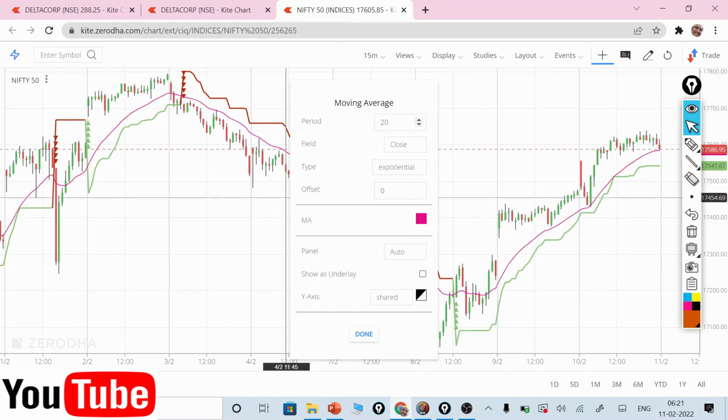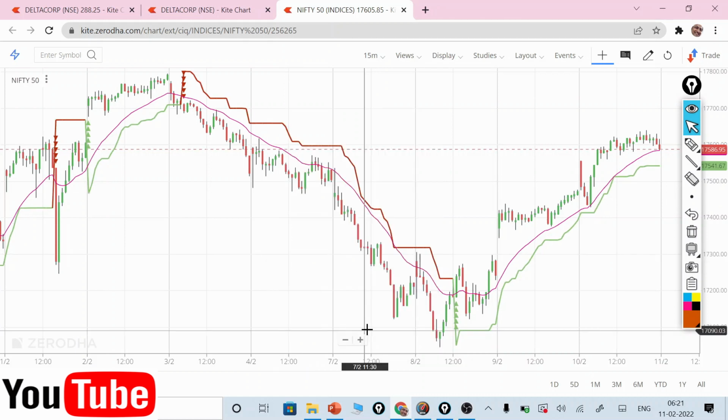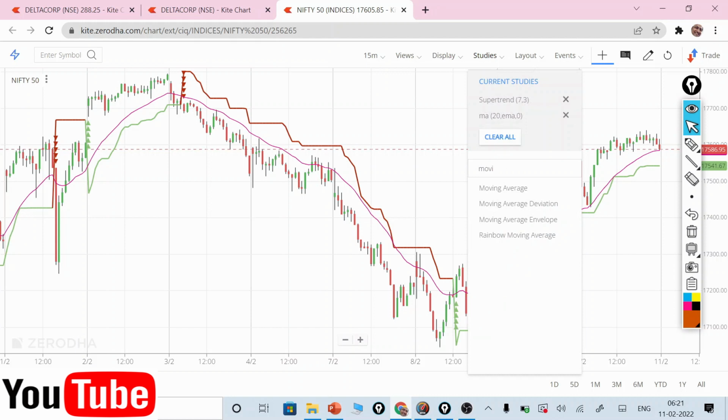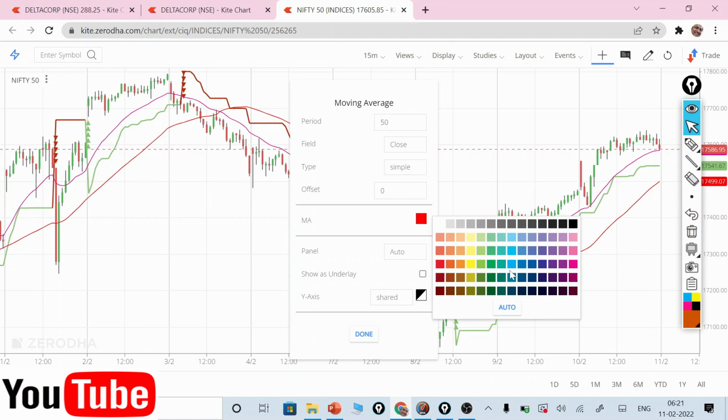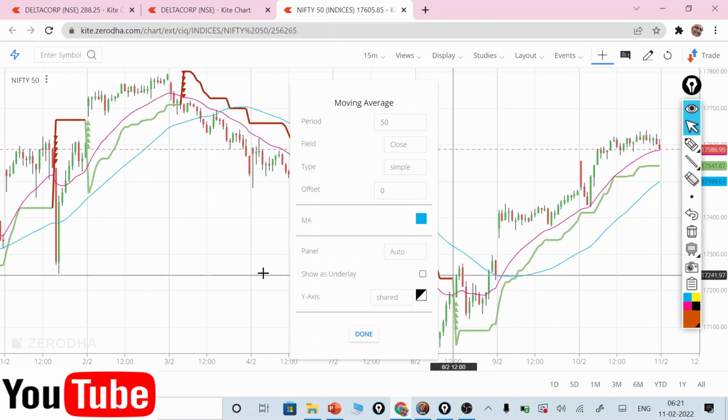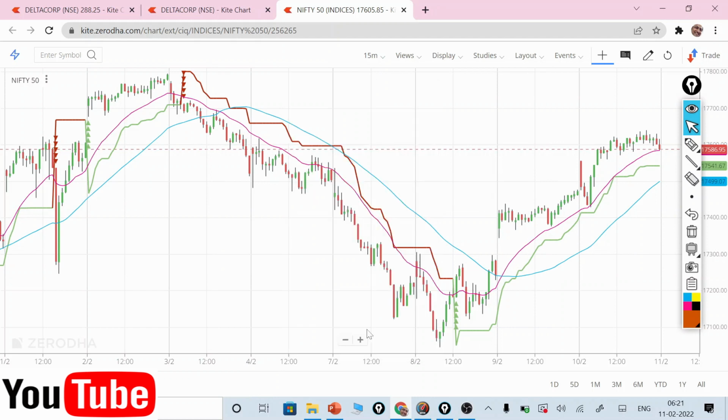Now, done. I will use another moving average, slightly longer term. One more moving average, 50 days only I will use. You can even use 40 days. I will use green color. So now done. What I am going to do here is use indicators, that is moving average, exponential on closing prices, to indicate whether we get a confirmation.